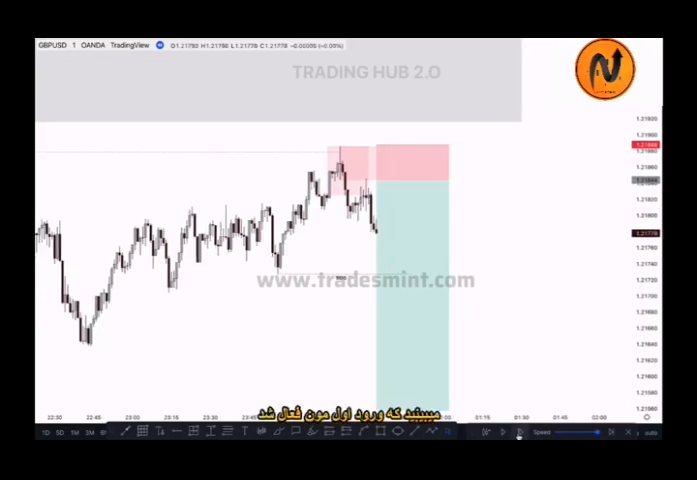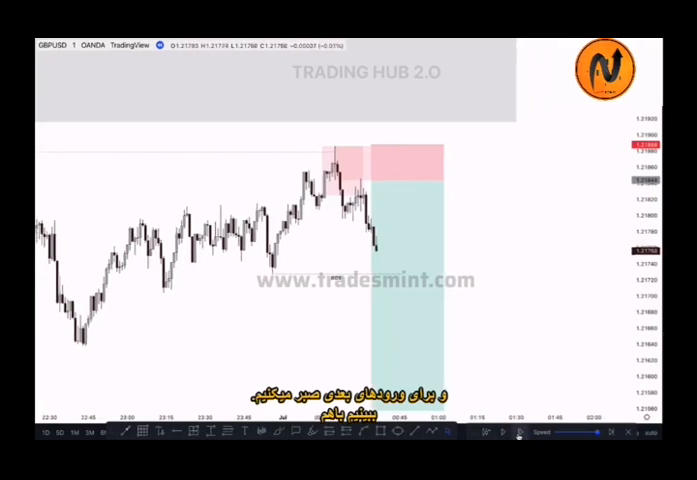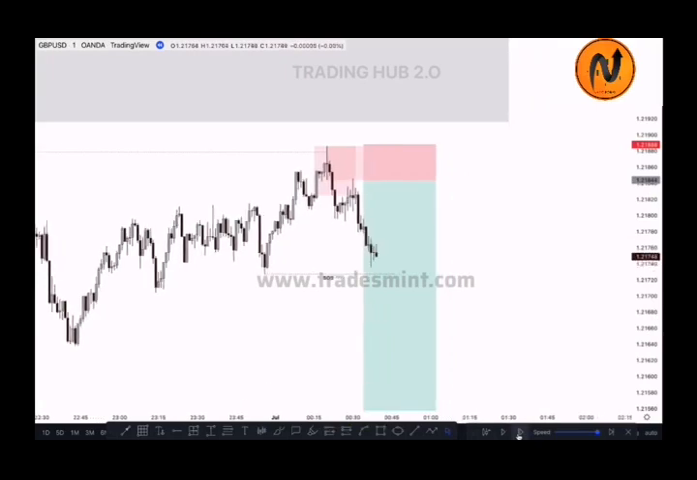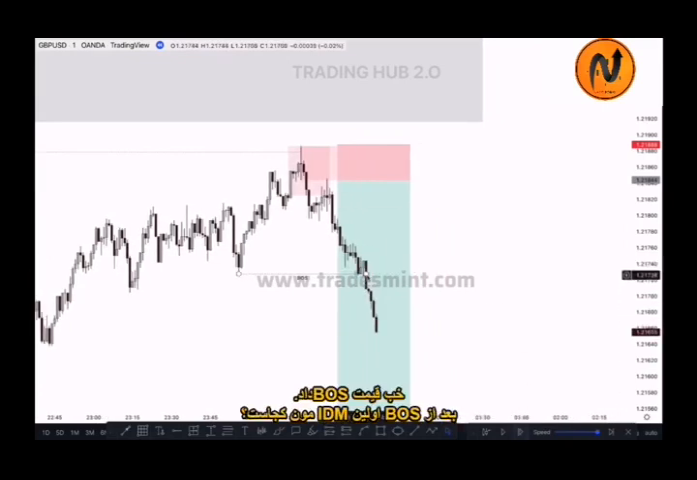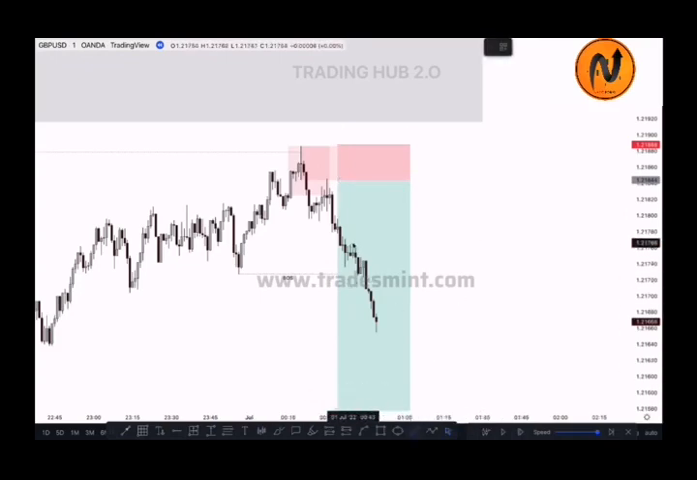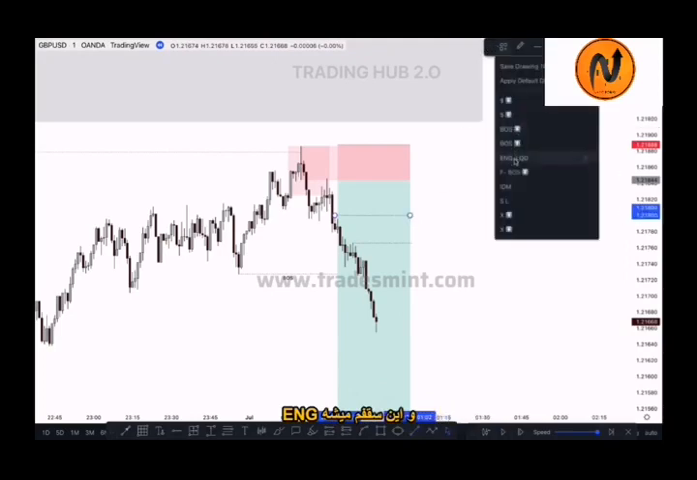You can see our first entry activated, and we wait for another entry. Let's see what happened here. As you can see, the market broke this structure. After breaking this structure, where is our first inducement? You know, this high becomes our first inducement, and this high becomes our engineering liquidity.